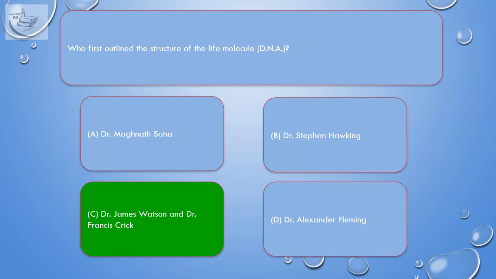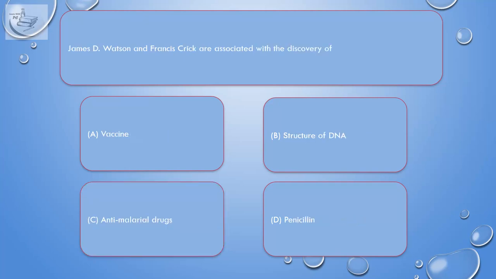Correct answer is C. Dr. James Watson and Dr. Francis Crick. Question: James D. Watson and Francis Crick are associated with the discovery of A. vaccine, B. structure of DNA, C. anti-malarial drugs, D. penicillin.